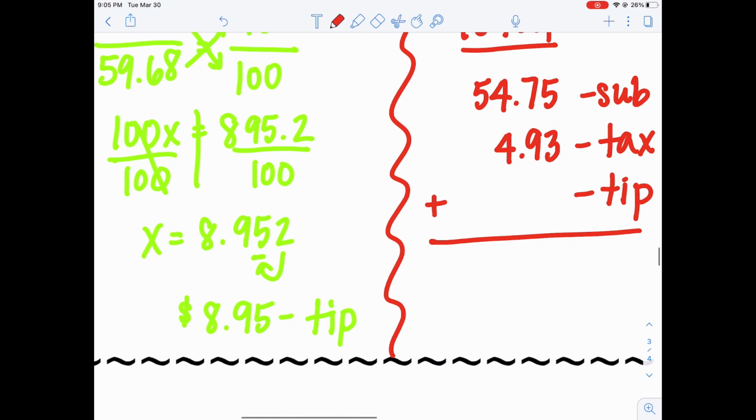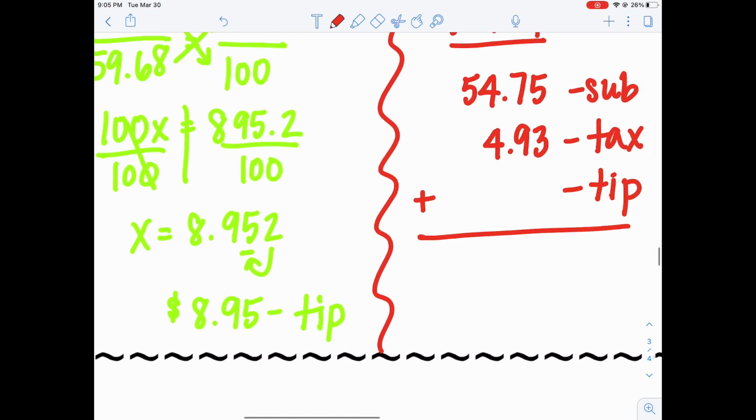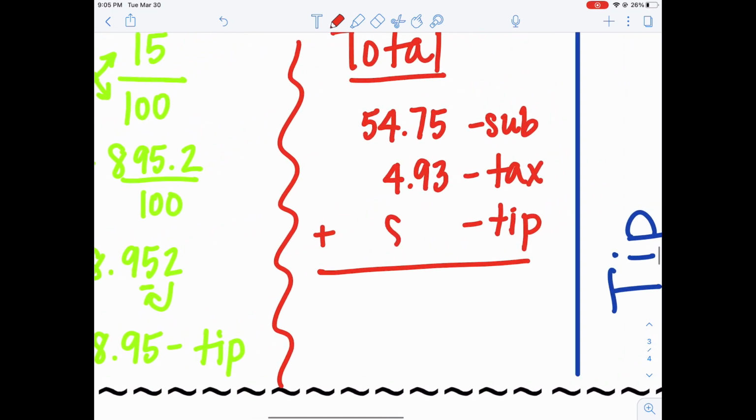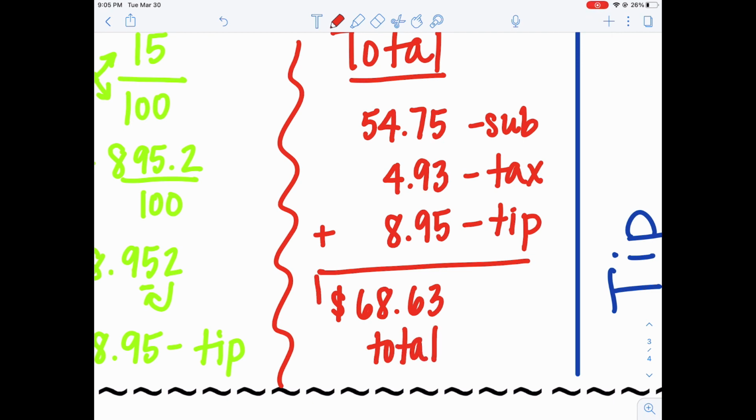And then last but not least, the tip I found was $8.95. Now adding them all together, $54.75 plus $4.93 plus $8.95 gives me a total of $68.63 for my total, and that is including tax and tip.